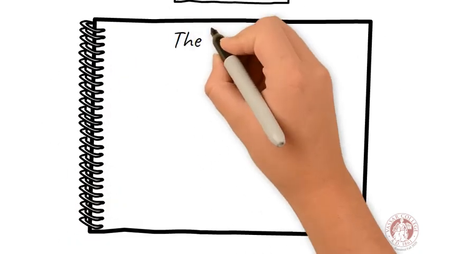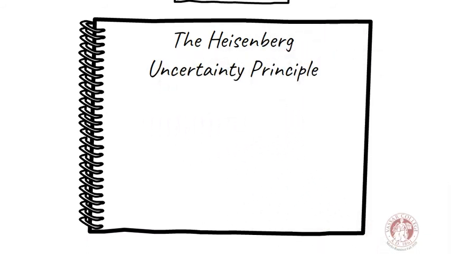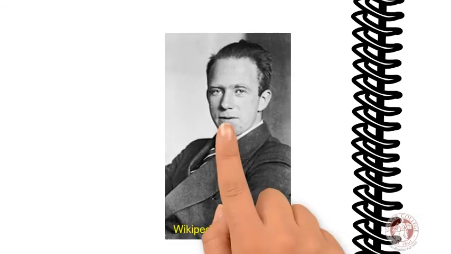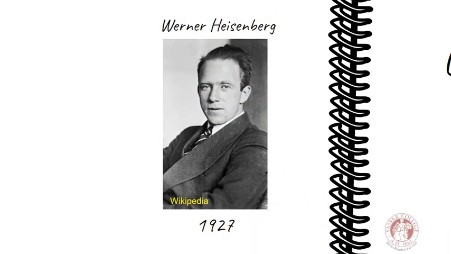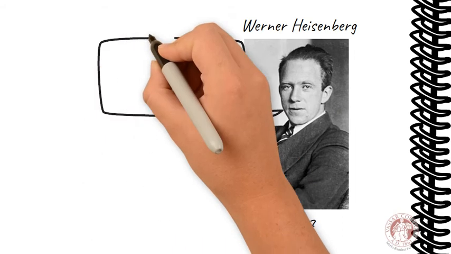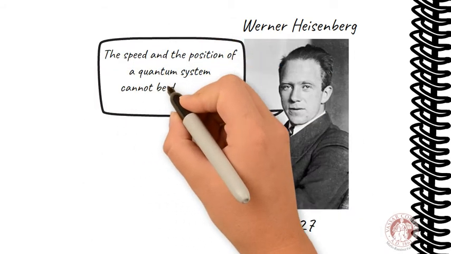Now, let's focus on the Heisenberg uncertainty principle. This principle was proposed by Werner Heisenberg in 1927 as an important contribution to quantum mechanics, stating that the speed and the position of a quantum system cannot be determined simultaneously.